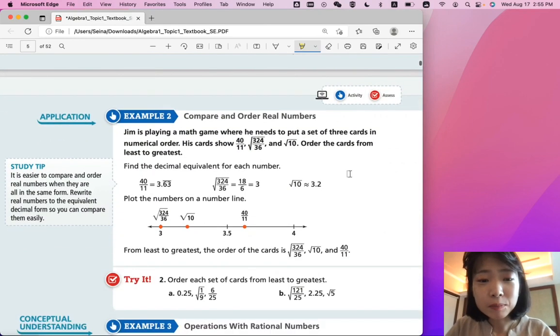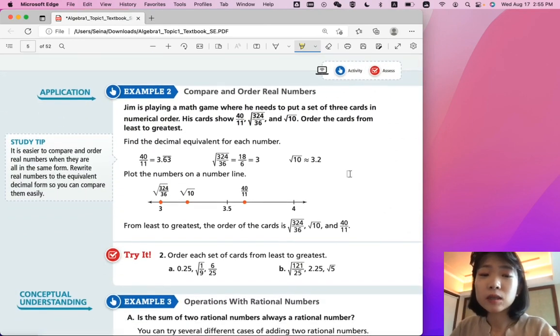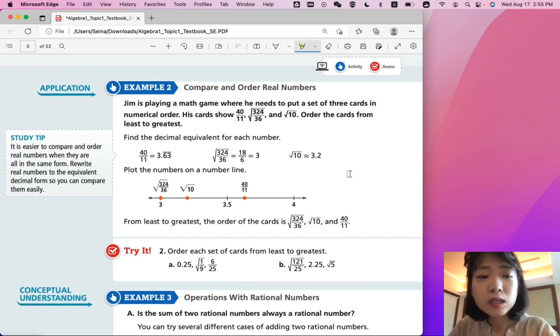Let's look at example 2. Compare and order real numbers. Let's apply what we just learned. Jim is playing a math game where he needs to put a set of 3 cards in numerical order. His cards show 40 over 11, square root 324 over 36, and square root 10. Order the cards from least to greatest.